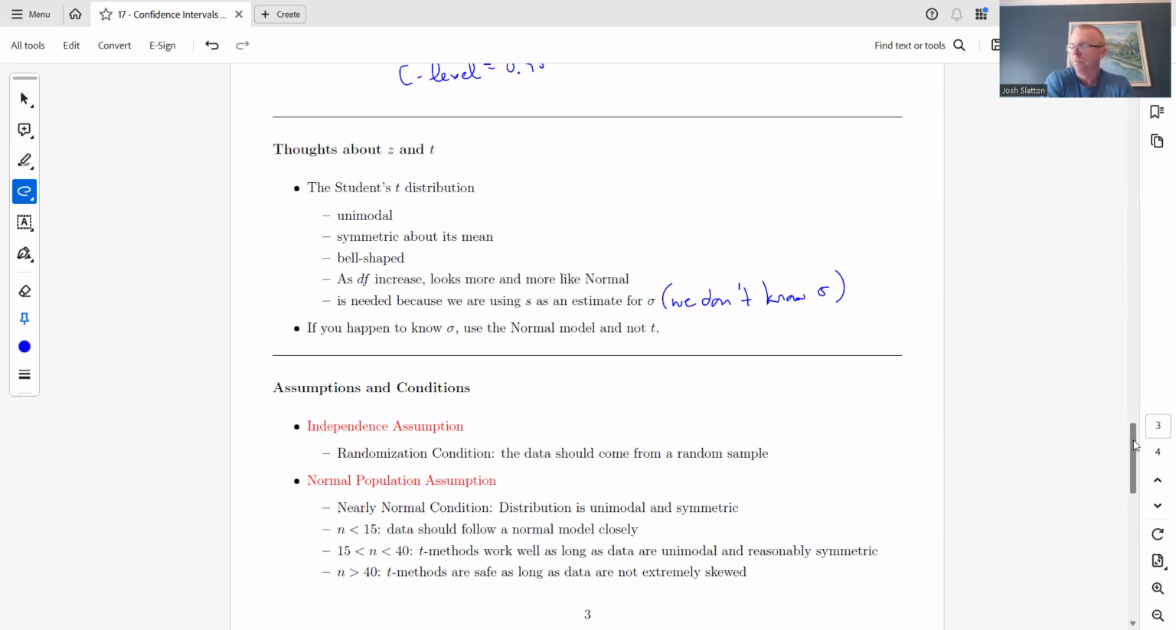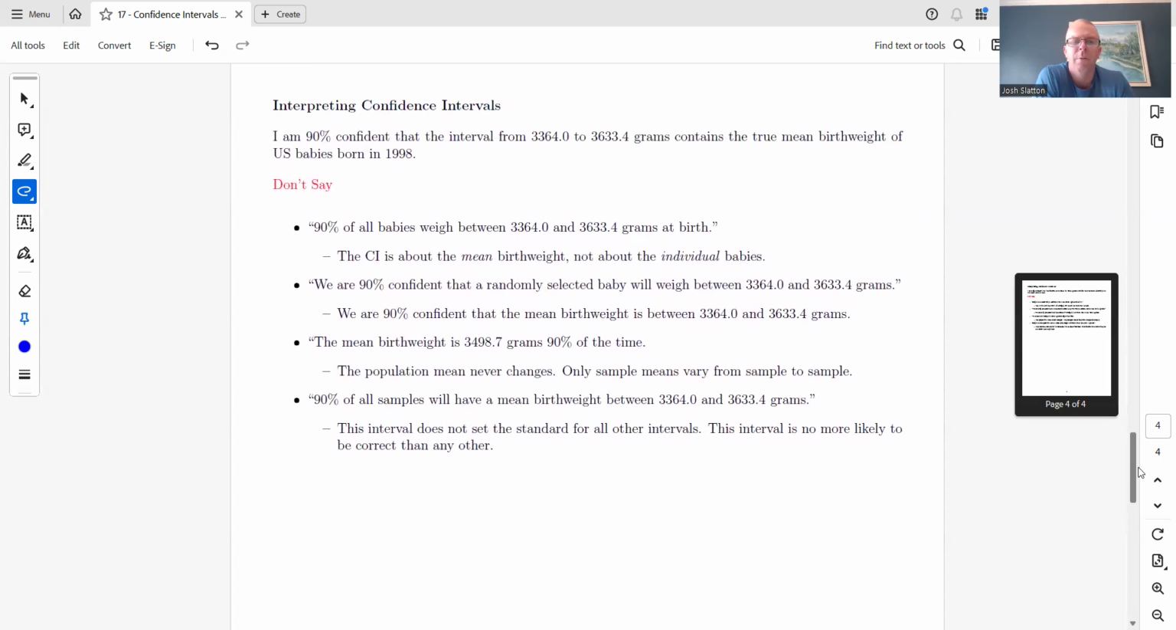So let's talk about confidence intervals and interpreting confidence intervals. Let's go back to a similar example we used in chapter 16, where we looked at premature babies, but let's just talk about all babies born in 1998. We found the sample mean, and then we got a confidence interval, 3364 to 3633 grams. The proper way to interpret that: I am 90% confident that the interval from that to that contains the true mean birth weight.